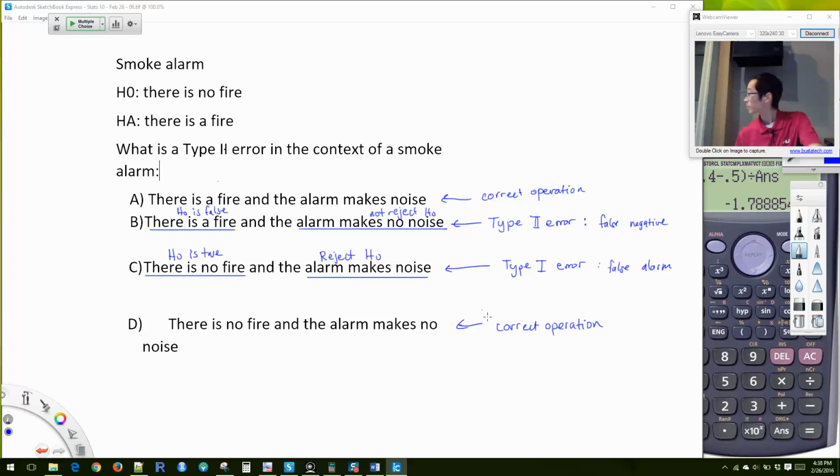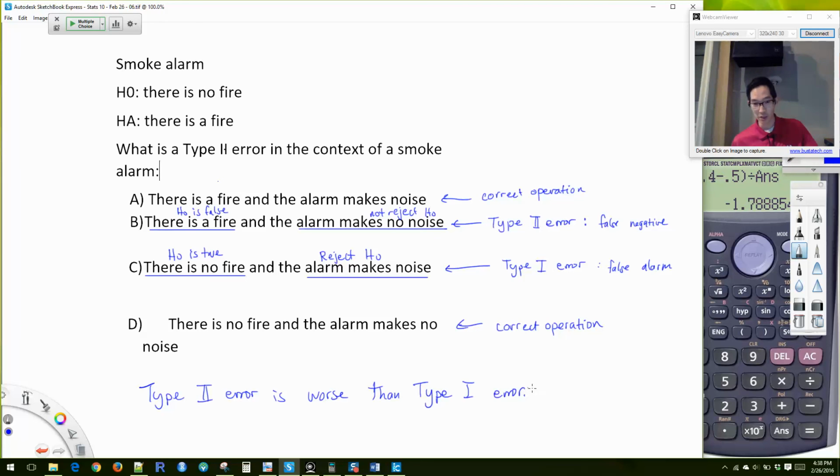Okay, is that okay? All right, so in this case, which error is worse, type 1 or type 2 error? Type 2 error is worse, right? Type 2 error is worse than type 1 error. Type 1 error is annoying. Type 2 error is potentially tragic.